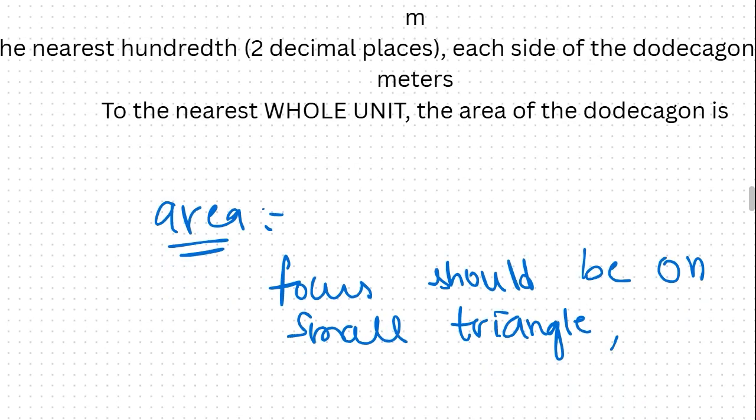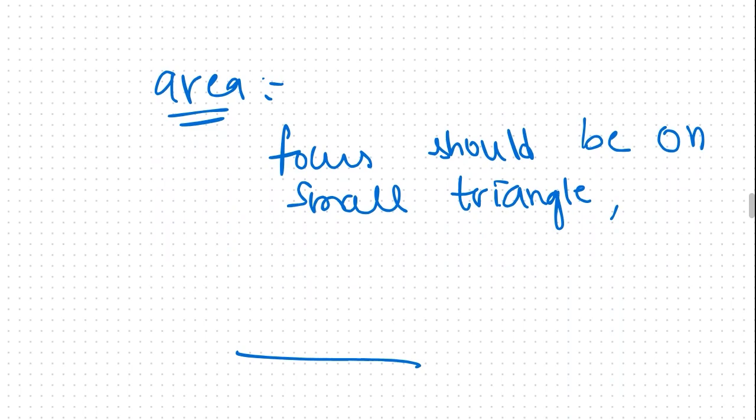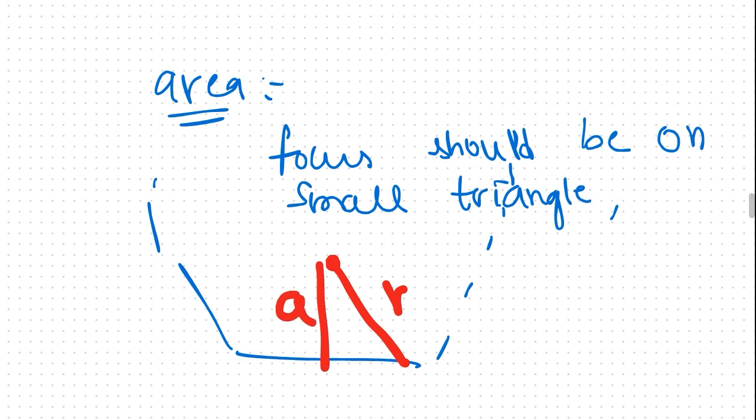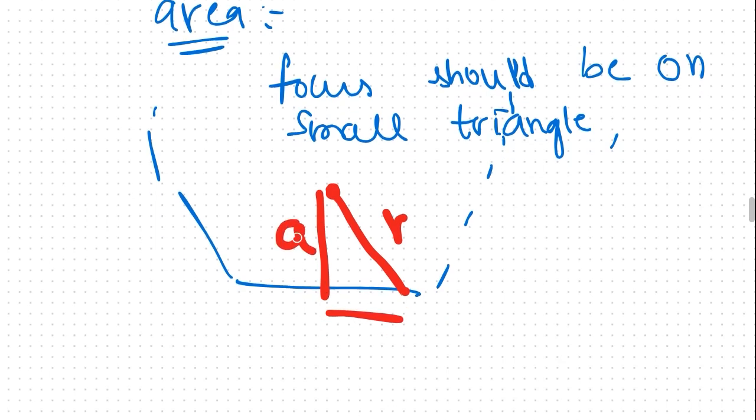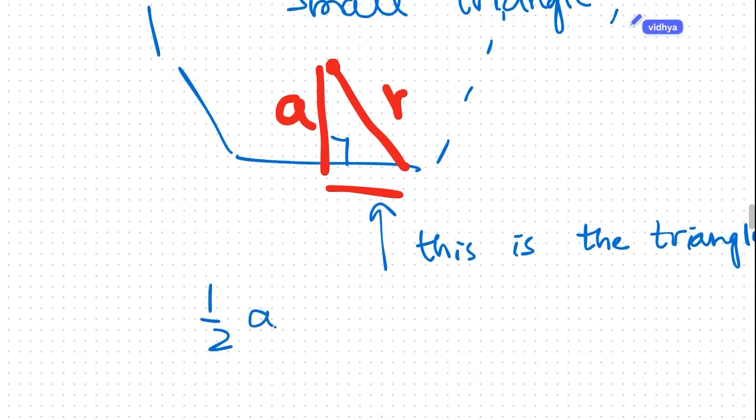Small triangle means in the bottom there is a base like this, and the sides will be like this. Our focus is on, here is the center, the radius, the apothem, and then this is half the side. This is the triangle. For area, we already know a formula, half a p, right?